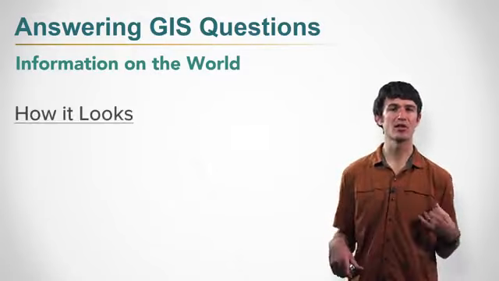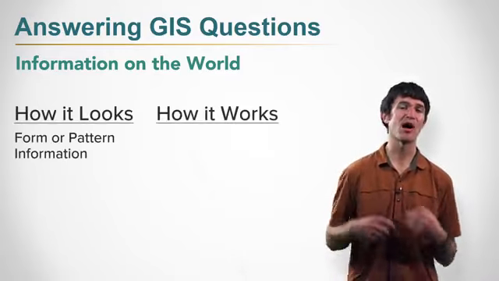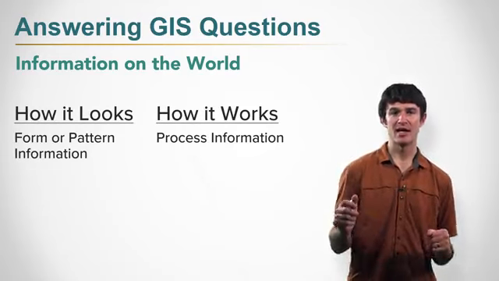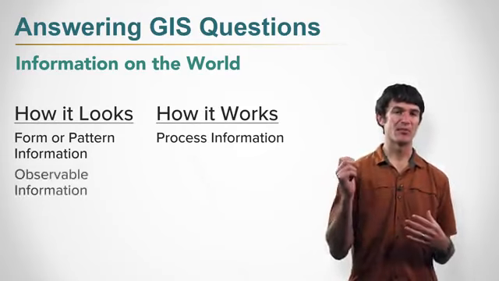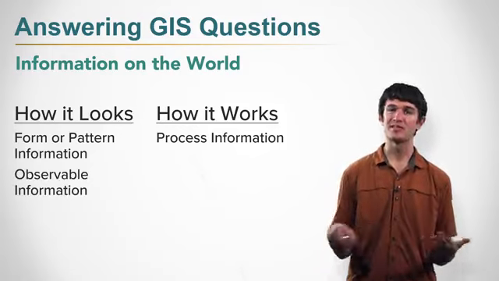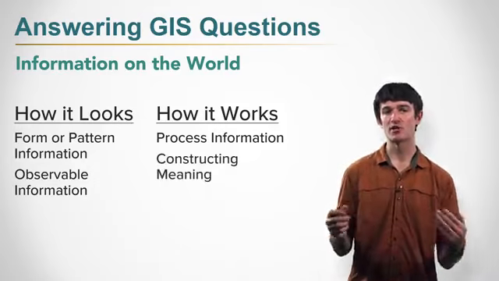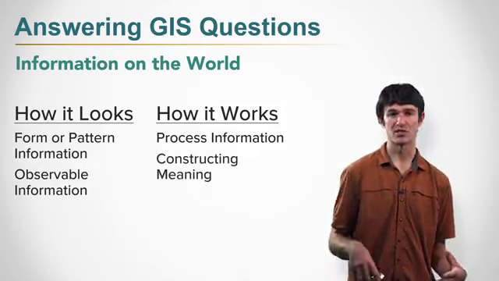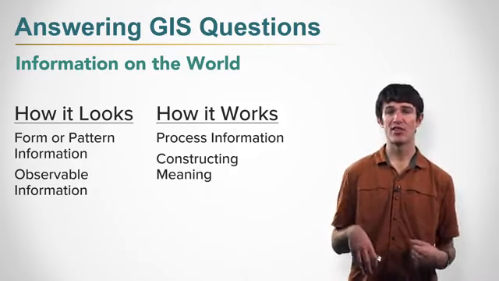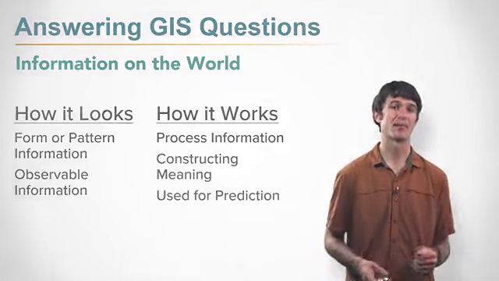There's the bucket of how it looks, that's form or pattern information, and there's the bucket of how it works, that's process information. How it looks isn't just a visual thing. It's any information you can observe about the world using instruments or vision, or that you would put down on a data sheet. How it works is different. It's what you construct, what you understand about the world based upon your observations. That knowledge of how it works is oftentimes more valuable than the information on what it looks like, because we can use that information to predict what's going to happen.